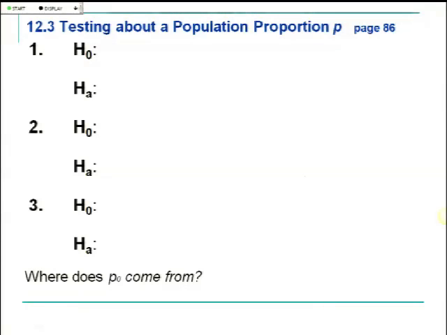Chapter 12, Section 3. A little more on the setup, and then we get to try an actual problem out. Setting up the hypotheses is step number 1. If you don't set those up correctly, the rest of the problem's wrong. This is what you're trying to put to the test.